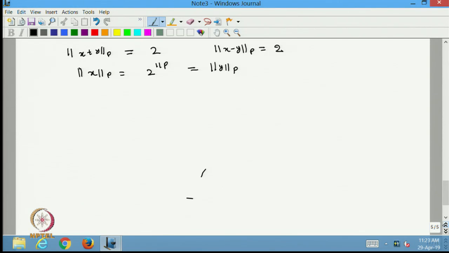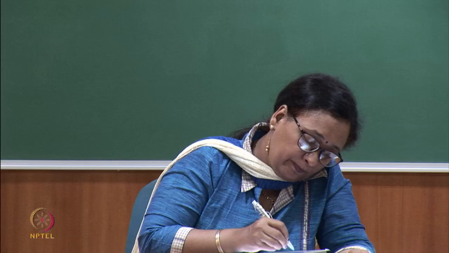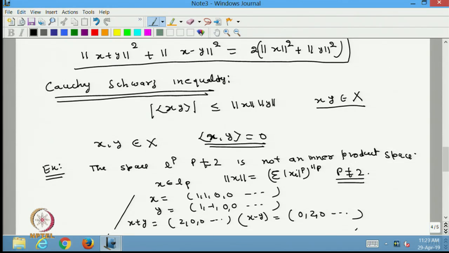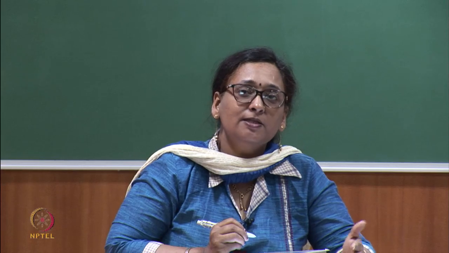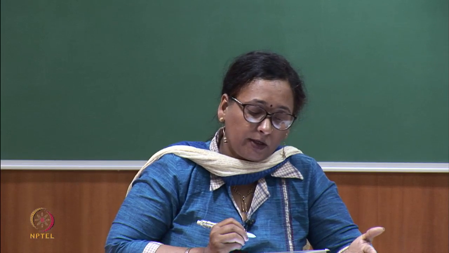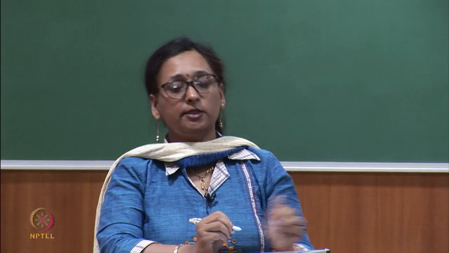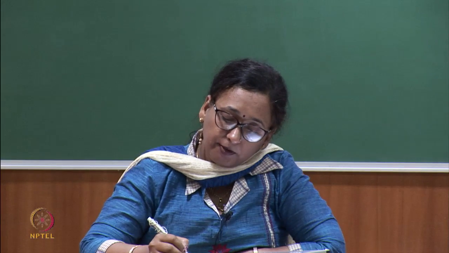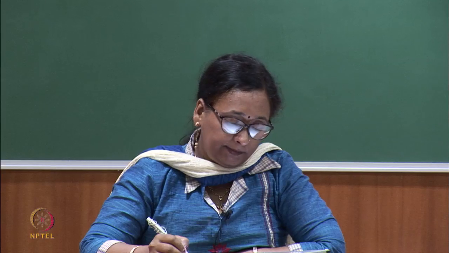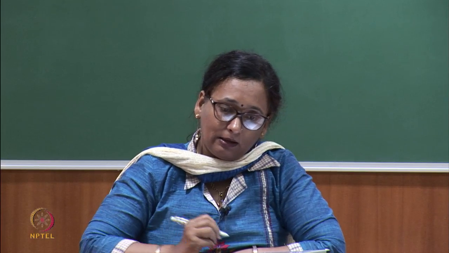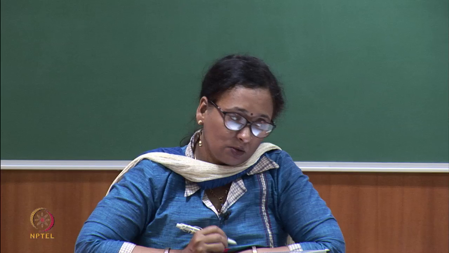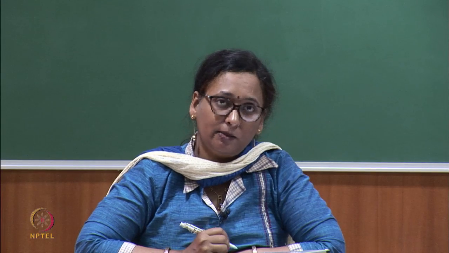So, if you look at the parallelogram law, which is this, you will be able to see that for this particular example of x and y, the parallelogram law is satisfied only in the case of p equal to 2. So, that is why it is an inner product space if p is 2, and if p is not equal to 2, it is not an inner product space. Is it clear to everyone? So, this was the basics about vector space, normed space and inner product space.